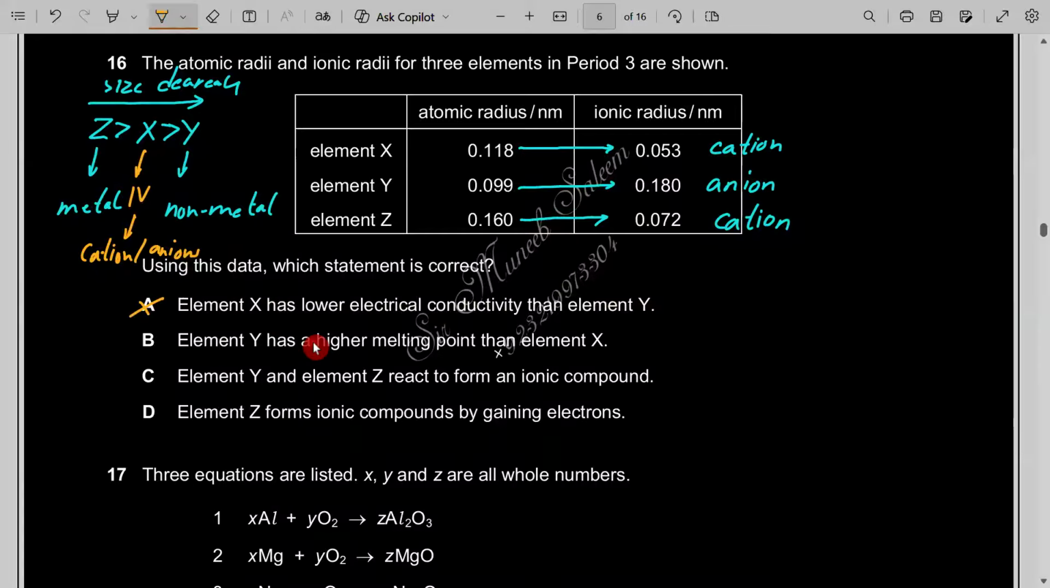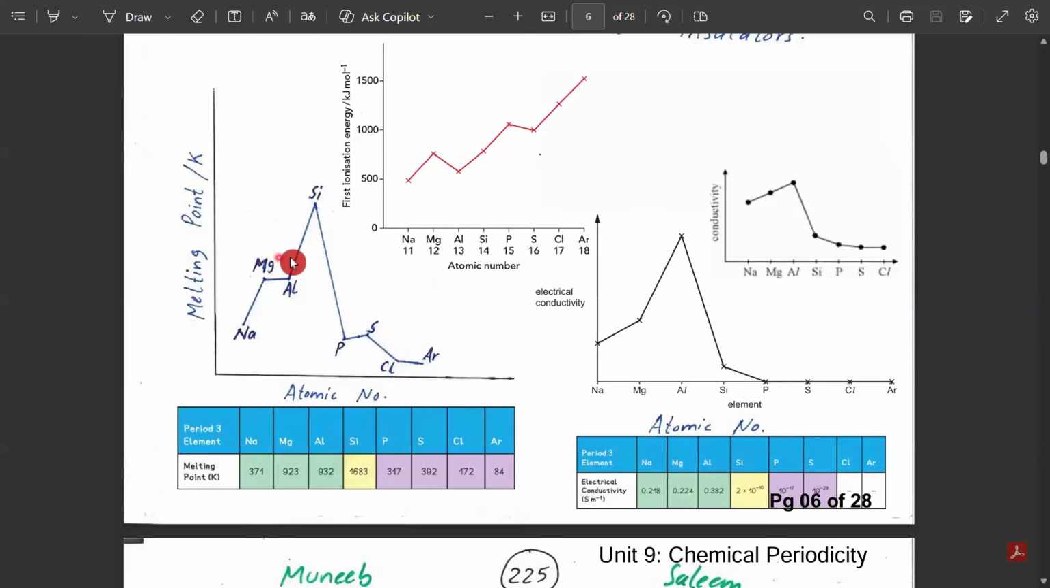B says element Y has a higher melting point than element X. Element Y is already a non-metal on the right side of period 3. So Y cannot have a higher melting point than element X, because if we look at the melting point trend, this is the graph for the melting point. We can see non-metals have a lower melting point as compared to the metals. Sodium, magnesium, aluminum, these three are metals, so they have a higher melting point comparatively to the non-metals phosphorus, sulfur, and chlorine. So that is also not correct. B is also an incorrect option.